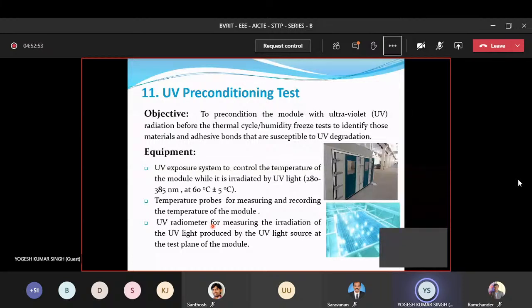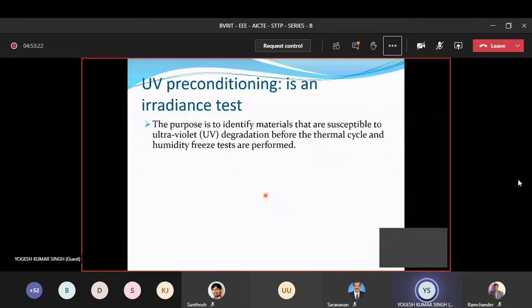Now the UV preconditioning and irradiance test. Similarly, the purpose of the UV preconditioning test is to identify the materials that are susceptible to ultraviolet degradation before the thermal cycling and the humidity freeze cycle are performed on the system. The IEC 61215 basically requires subjecting the module to the total irradiance under that particular condition.